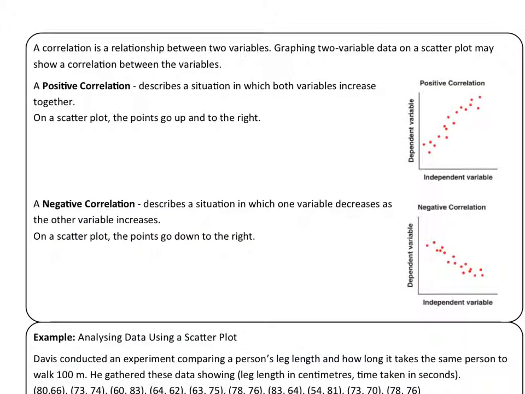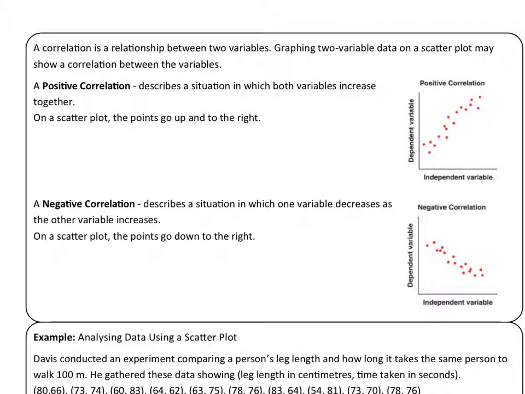On to the next slide. It gets into talking about correlation. So correlation is a relationship between two variables. And all of your scatter plots are going to have some kind of relationship. Graphing two variable data on a scatter plot may show a correlation between the variables.